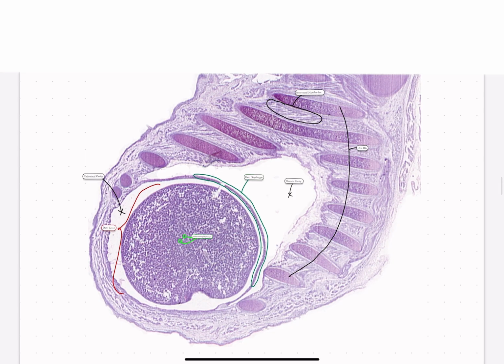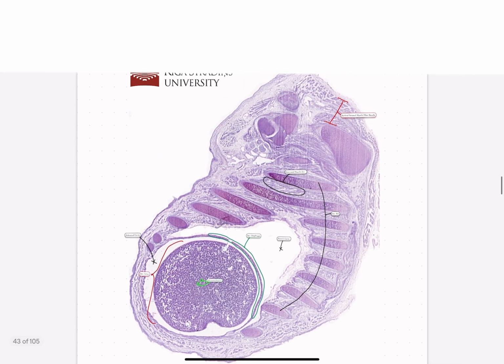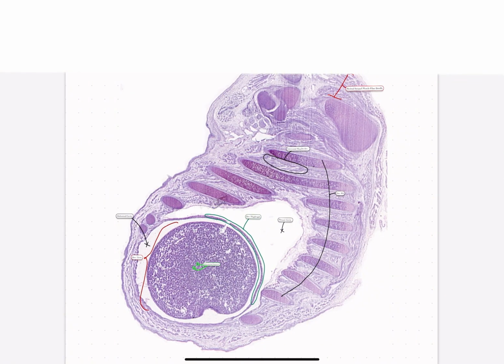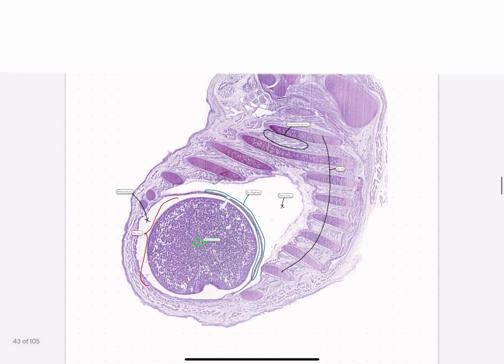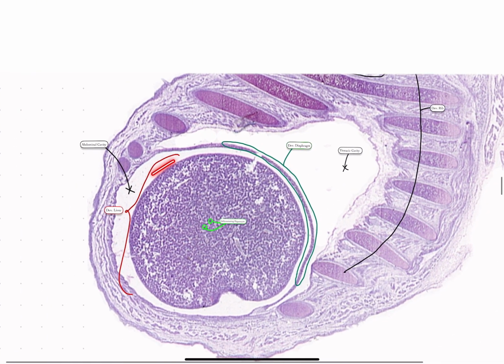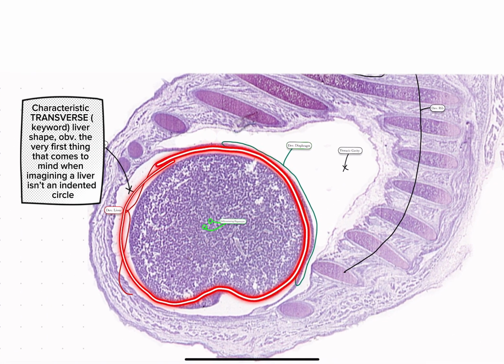Here's another one. This one's less likely to pop up in the colloquium, but just in case. Here we have a weird transverse section of the embryo. But we can see this characteristic shape of the liver.